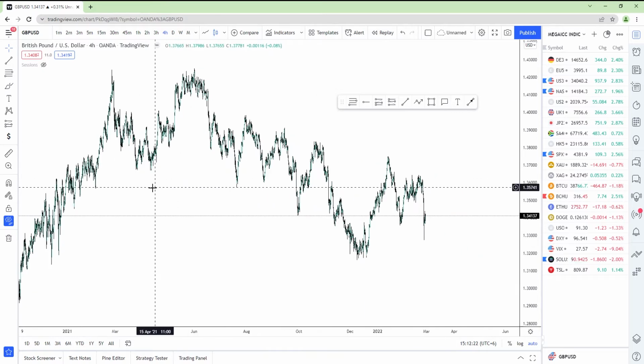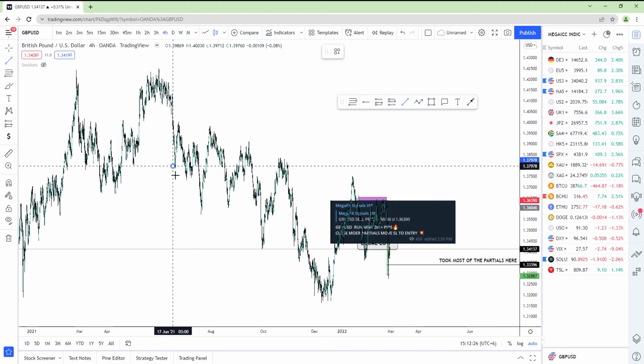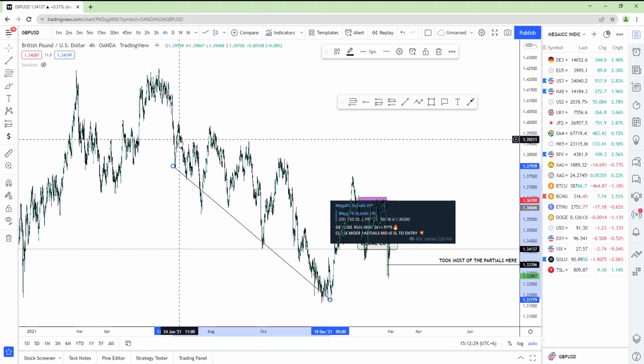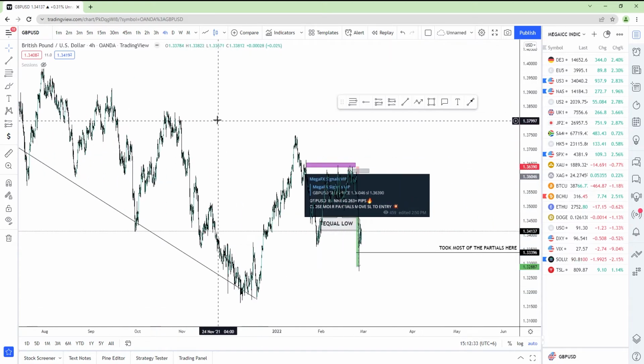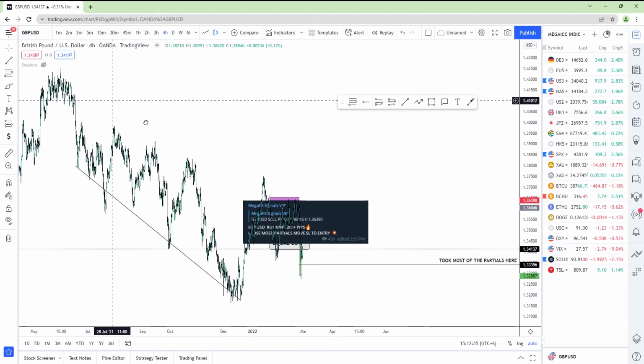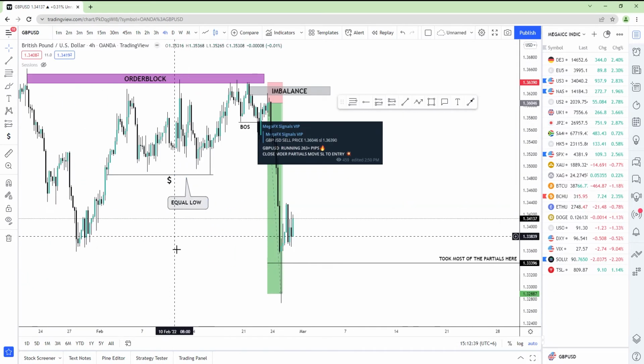So in the higher time frame, you can see that price is clearly on a downtrend. Price is creating lower lows, lower highs, lower lows, lower highs. So we are looking for sales at this point. So let me zoom in now.